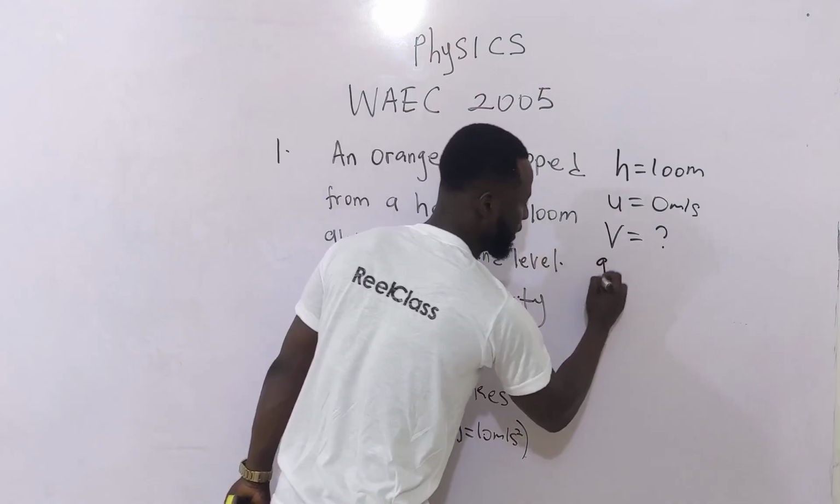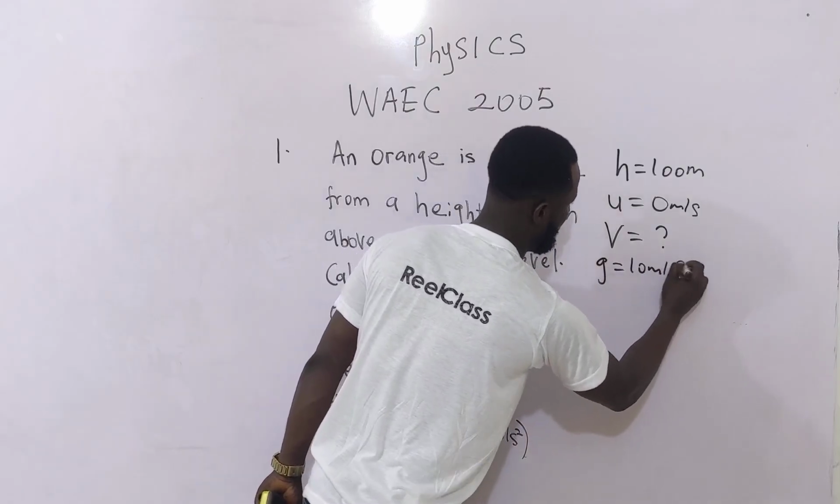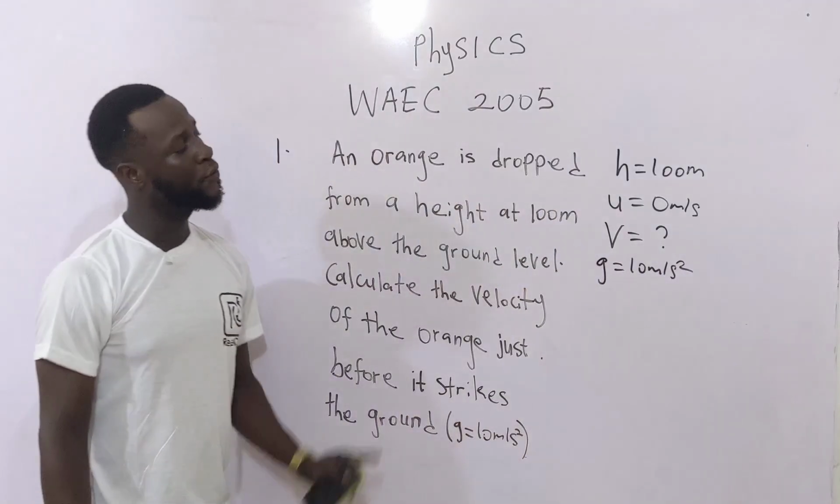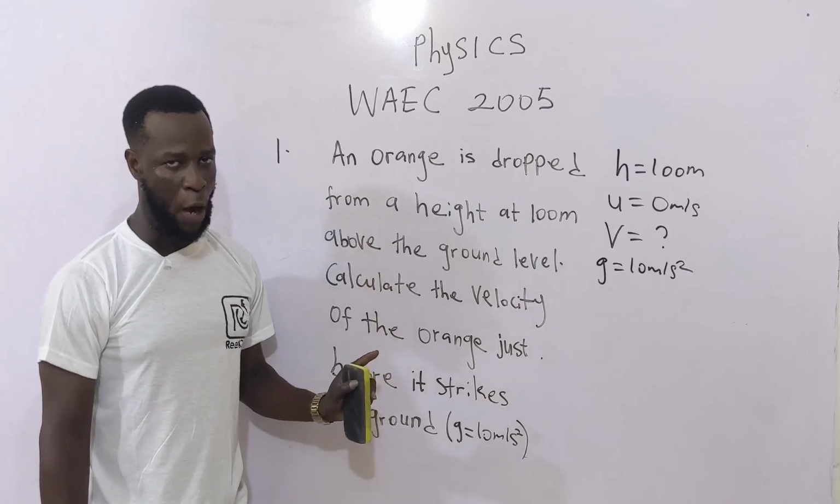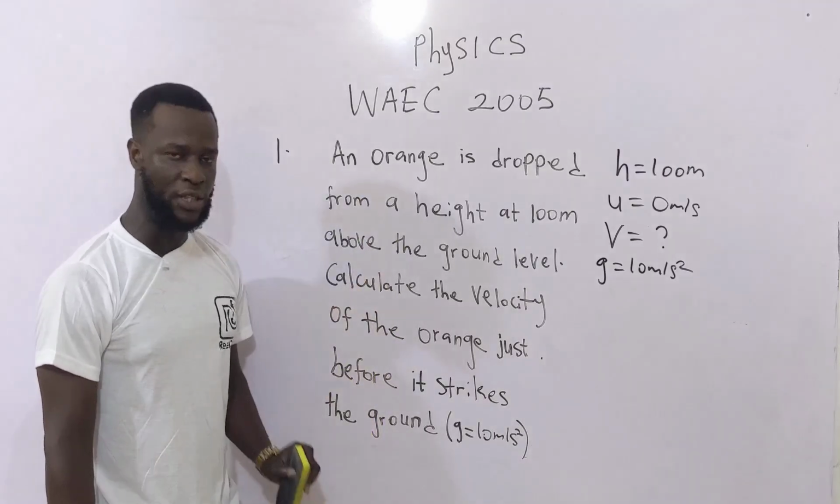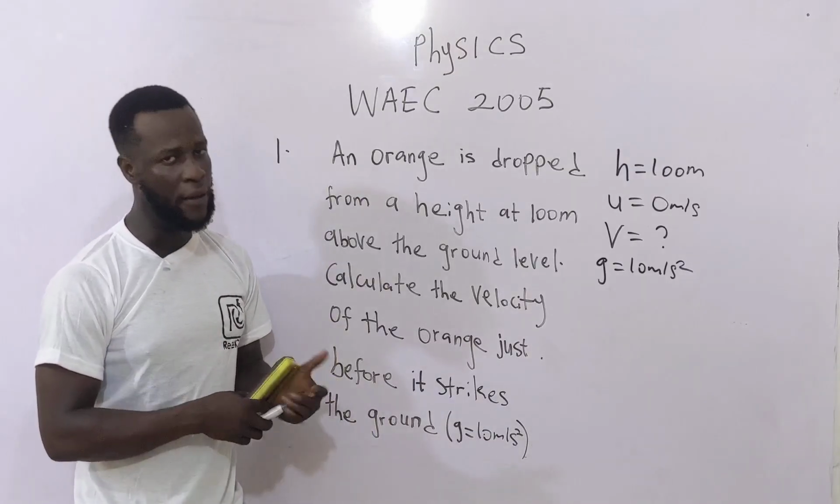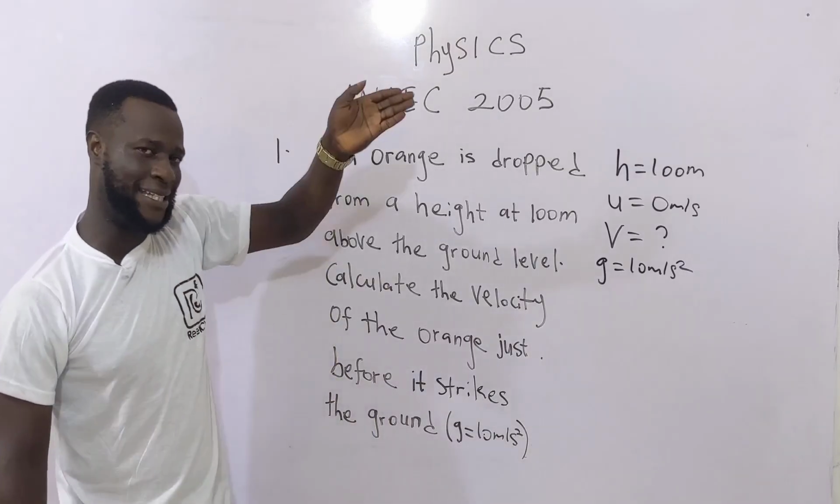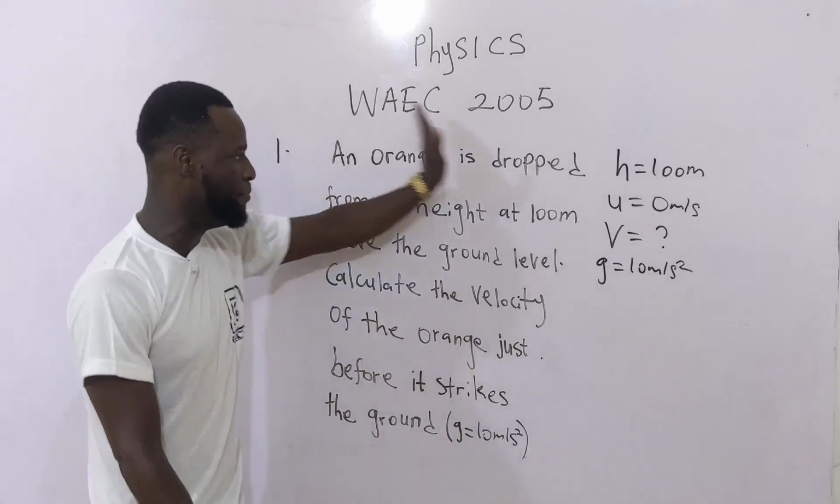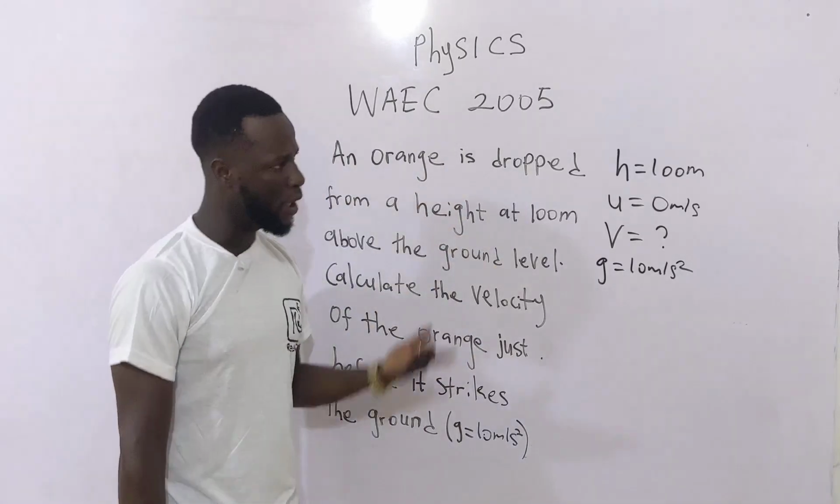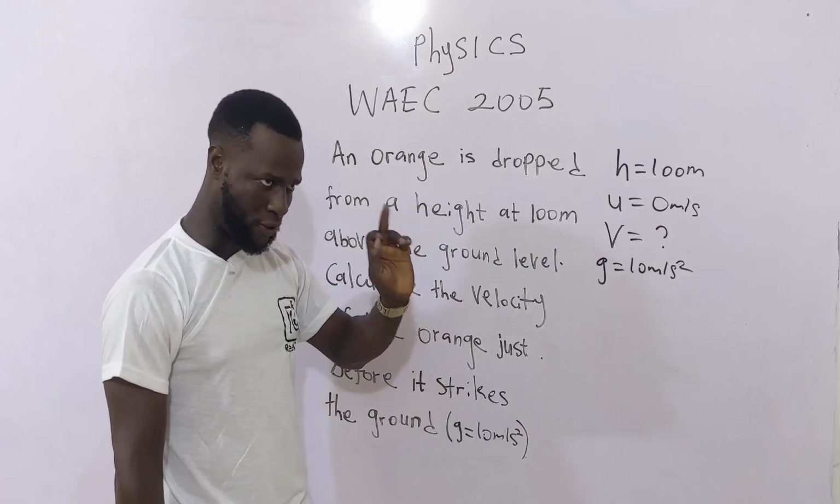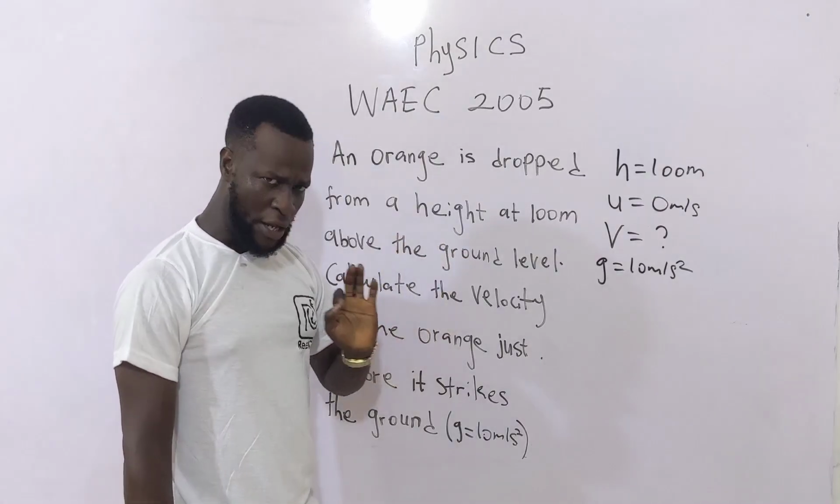So we know g is equal to 10 meters per second squared. So let's ask ourselves the question, which of those 3 equations are we going to use? Are we going to use the first one? Of course, it cannot be the first one, because there's time in that one and there was no time being mentioned here. I cannot use the second one because, of course, there's also time there.